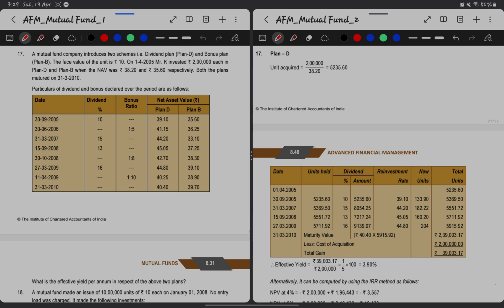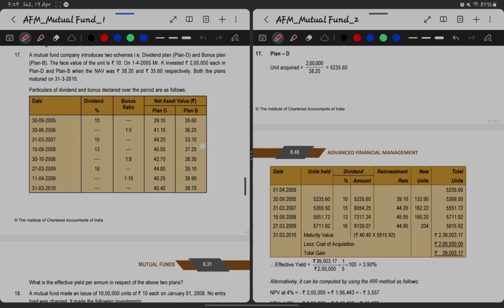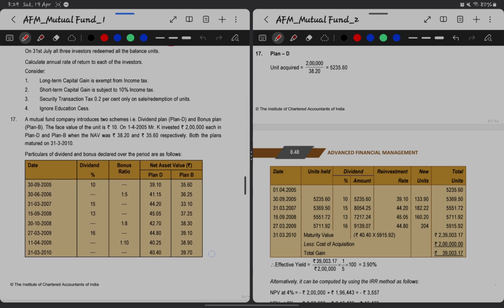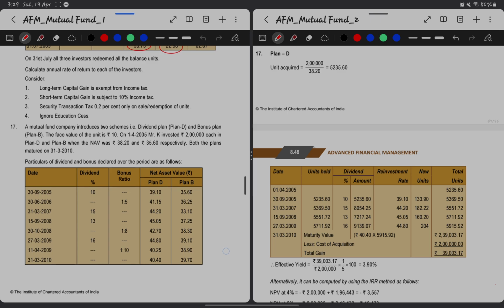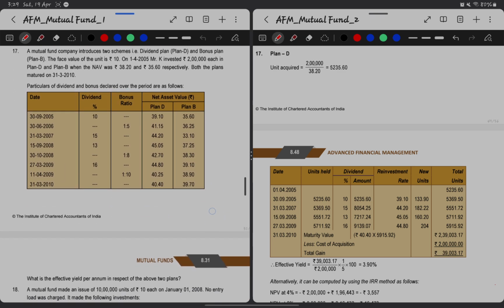On 1/4/2005, Mr. K invested 2 lakh each in Plan D and Plan B when the NAV was 38.2 and 35.6 respectively. Both the plans matured on 31/3/2010. Particulars of dividend and bonus declared over the period are as follows. So it is the same as the previous question, but here the assumptions of the long-term capital gain and short-term capital gain and then STT tax are not given. Hence, we can proceed.